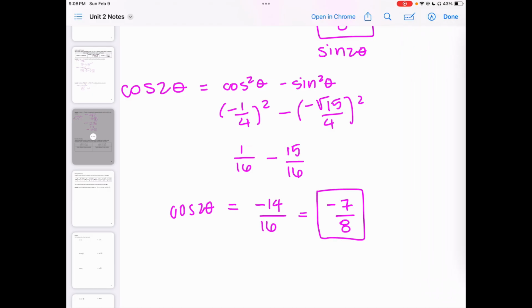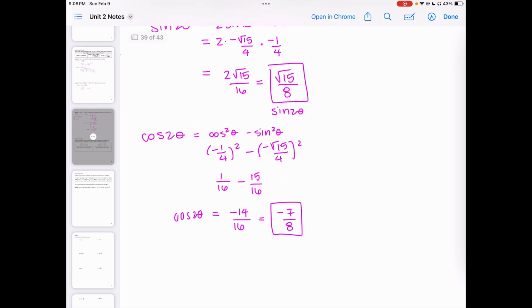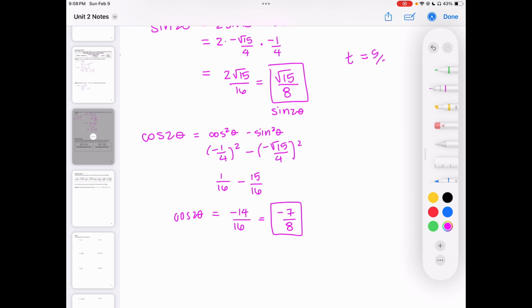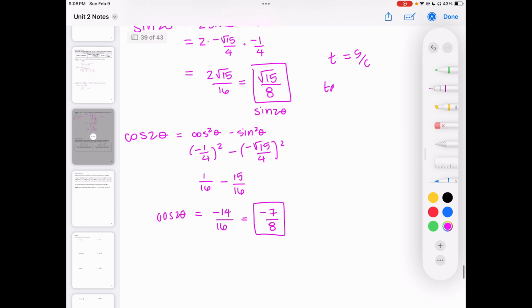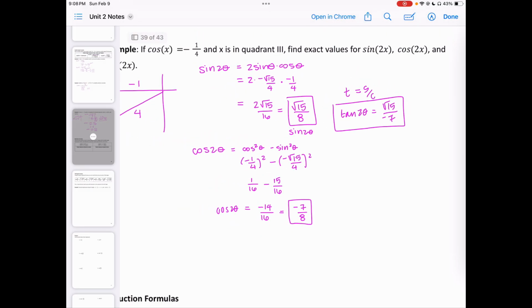Now, if you wanted to, you could use the tangent rule to find tangent of 2 theta. We also know that tangent is sine over cosine. So I'm just going to take my sine over cosine and find tangent of 2 theta. That's going to be root 15 over negative 7. Before you wonder where the eighths went, they both have a denominator of 8, which means they cancel out. So I'm really only worried about the numerators when I do this, okay? So that would be sine, cosine, and tangent, all of 2 theta for this question.